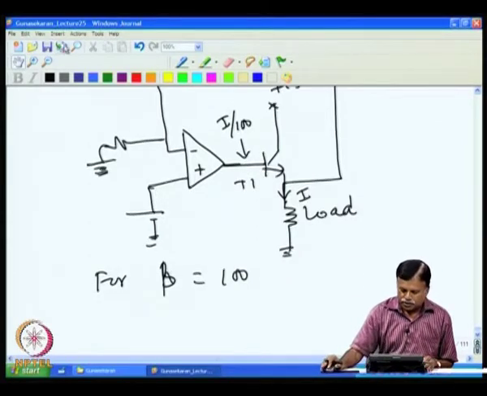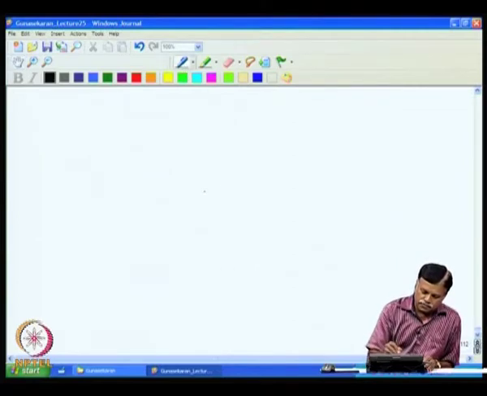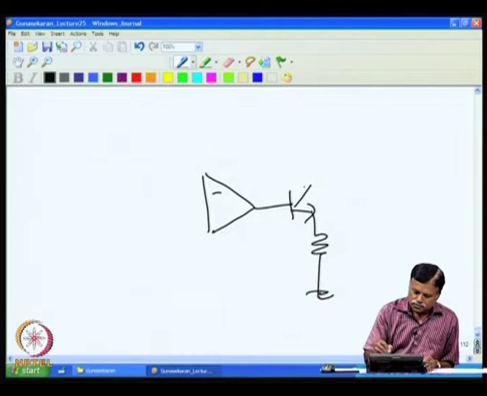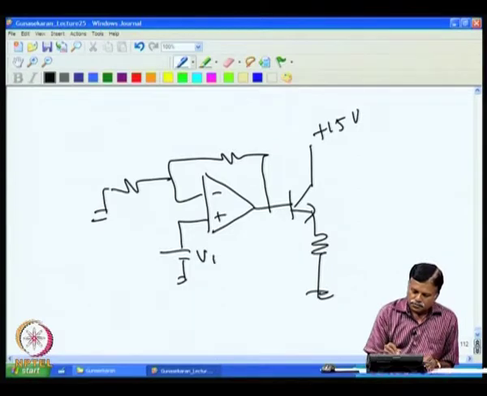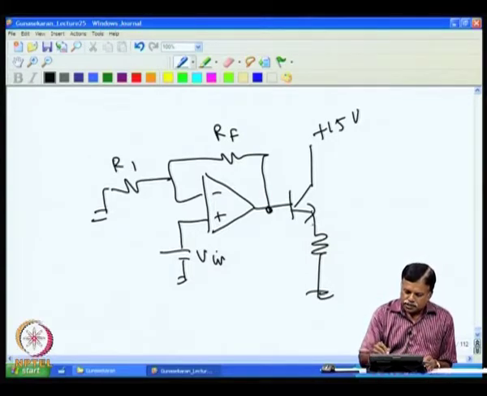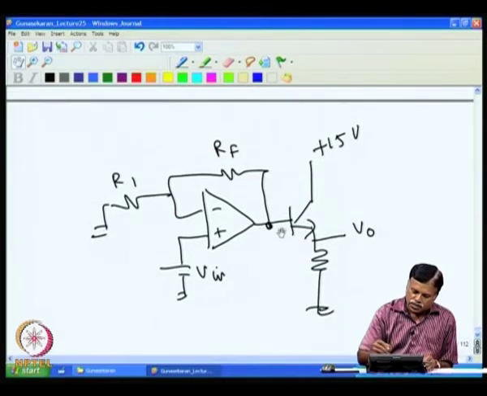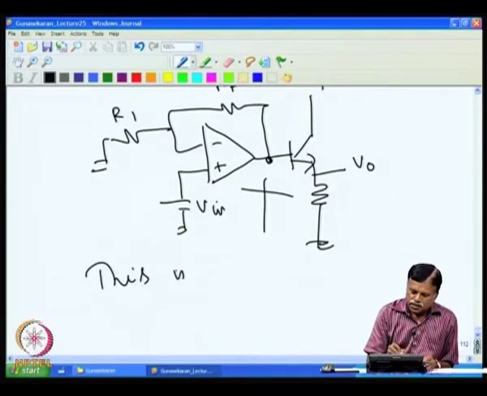You should not take the feedback from this to this. For example, I should not connect in the following manner, then you will not get the correct voltage. Here is plus 15, connect this, connect the input V input, RF, R1. If we are taking this output, then this RF, which sets the gain RF by R1, should not be connected here. So this circuit is wrong, this connection is wrong, this is not acceptable.